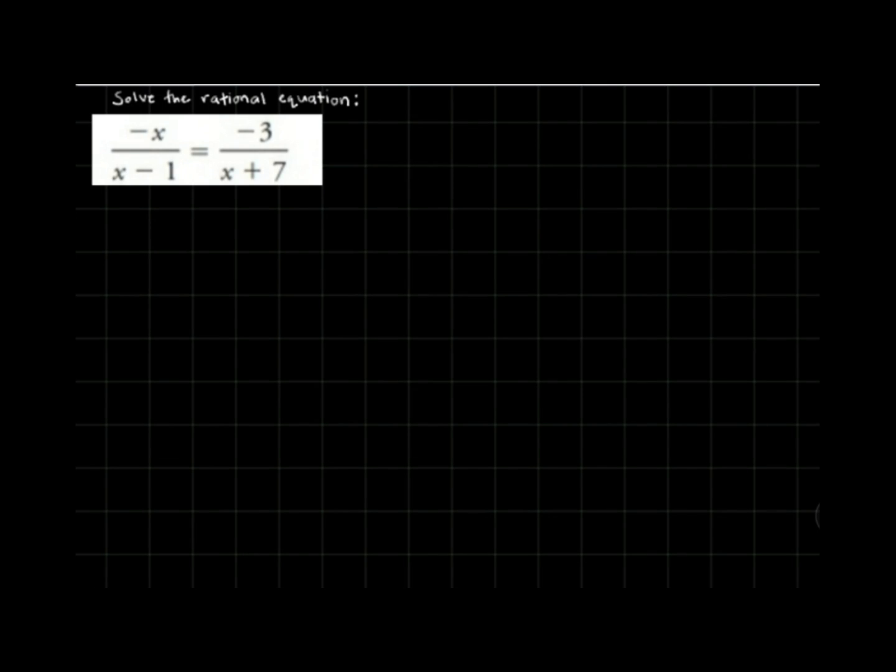Alright, let's solve the rational equation. Negative x over x minus 1 is equal to negative 3 over x plus 7. So if we want to solve a rational equation, what we need to do is find a lowest common denominator. The lowest common denominator here is as simple as just multiplying the two denominators together, x minus 1 times x plus 7.